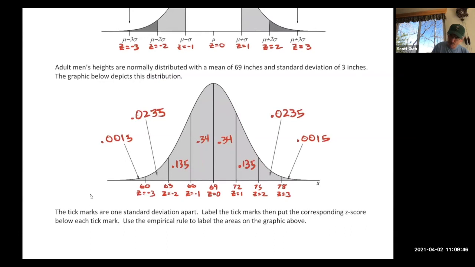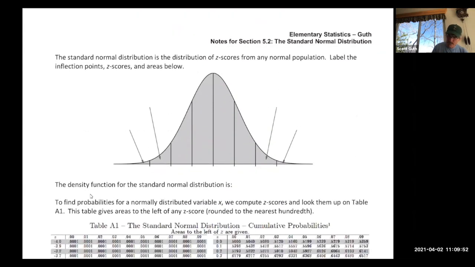So this is, again, the process of standardizing a distribution. I think the idea is that when you switch to z-scores, the only thing that changes are the letters on the number line, but the areas and the shape of the distribution are unaffected.